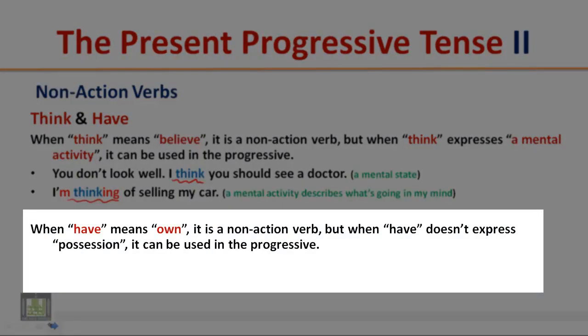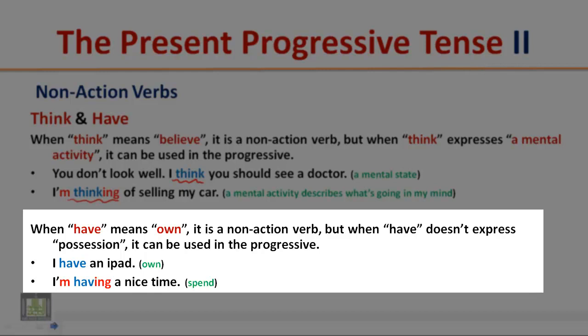When have means own, it is a non-action verb. But when have doesn't express possession, it can be used in the progressive. Example. I have an iPad. This sentence means that the iPad belongs to me. So in this case, the verb have is a non-action verb.